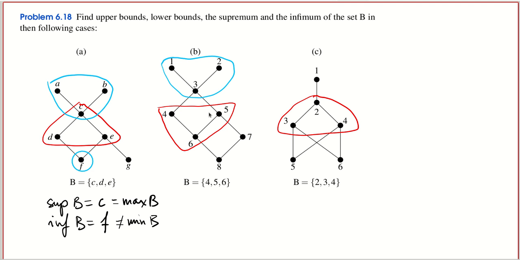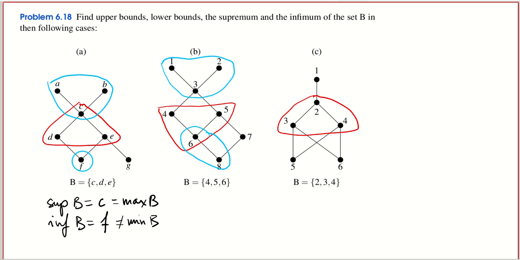As for the lower bounds, well, 6 is a lower bound to all the three elements in the set, and 8 is also a lower bound because it's a lower bound of 6, so it's a lower bound of all the elements in the set. But the 7 is not, right? Because 7 is not smaller than 6, for instance. So this is the set of lower bounds.